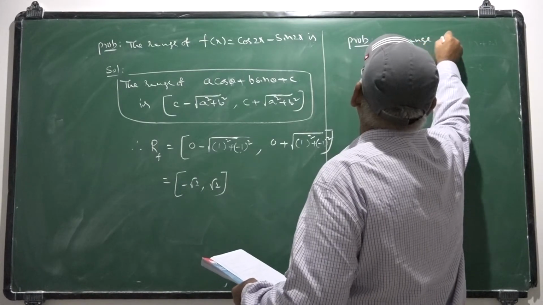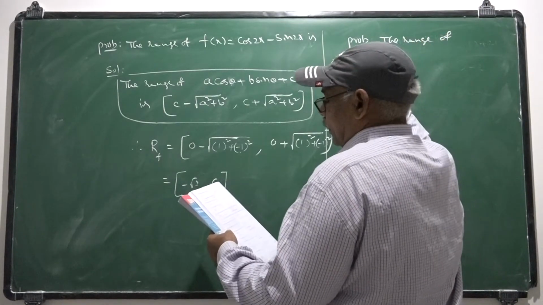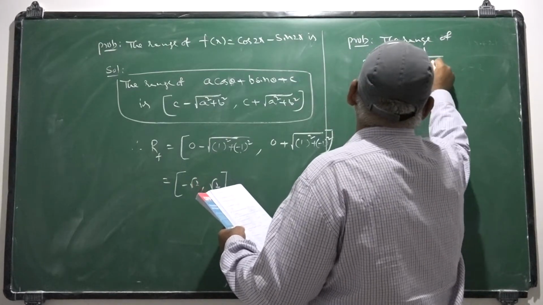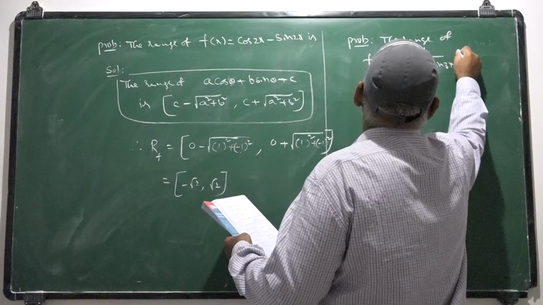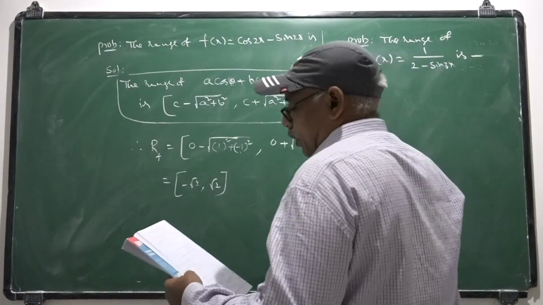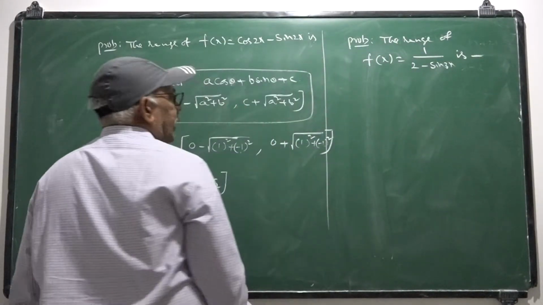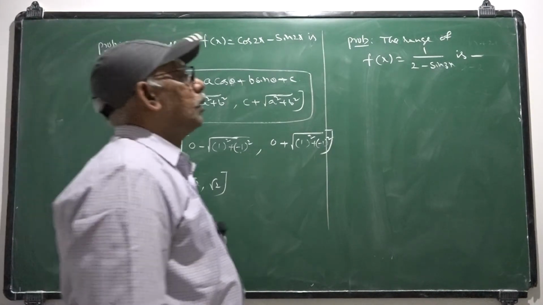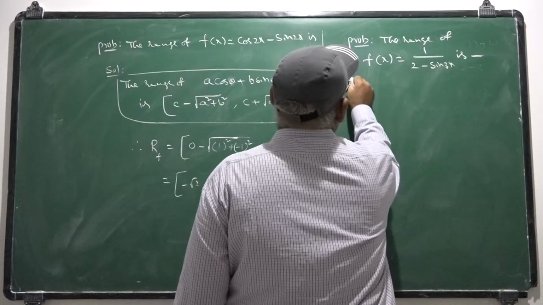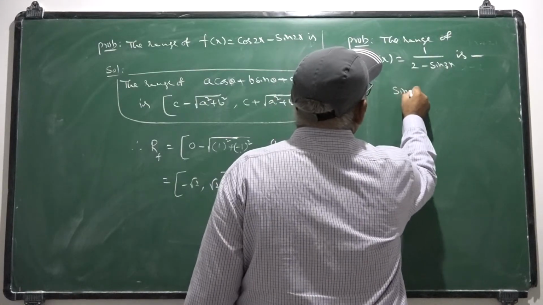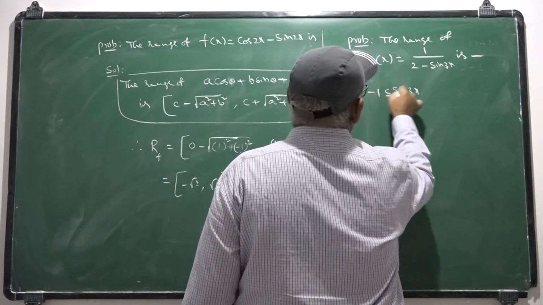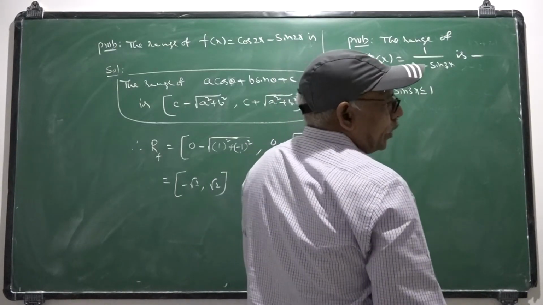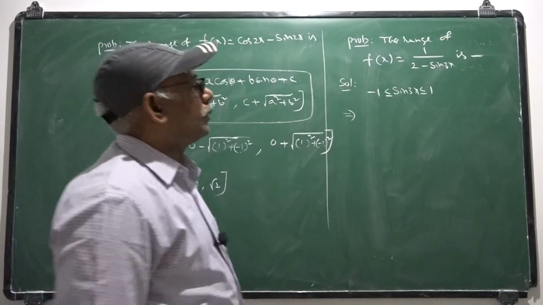The range of f(x) equal to 1 by 2 minus sin 3x is. 1 by 2 minus sin 3x is. sin 3x lies between minus 1 and 1 for all x. Sin 3x always lies between minus 1 and 1.